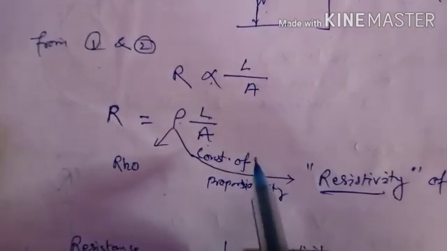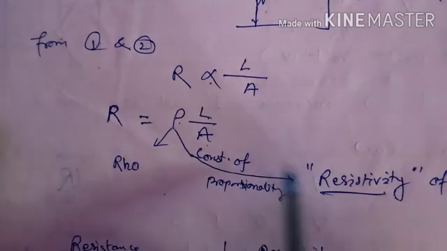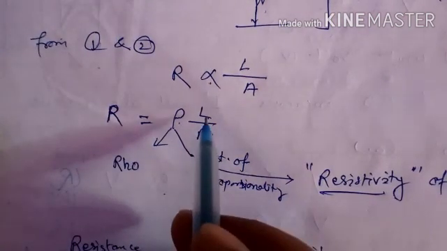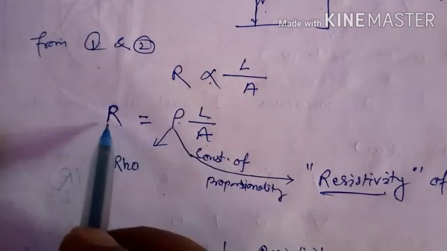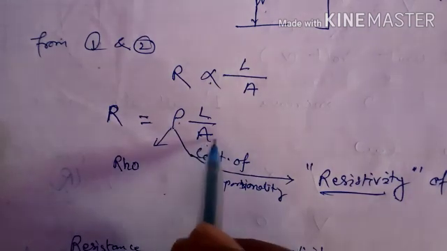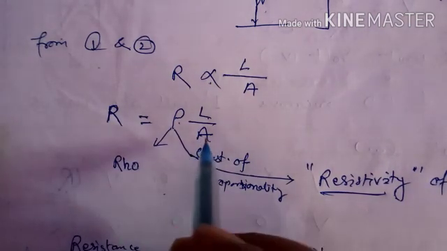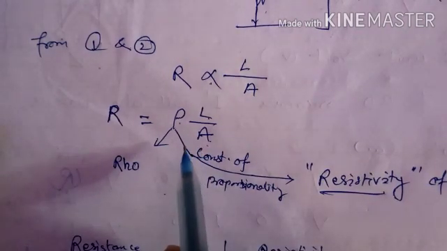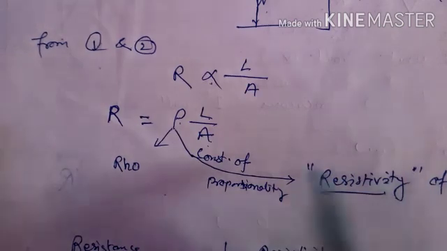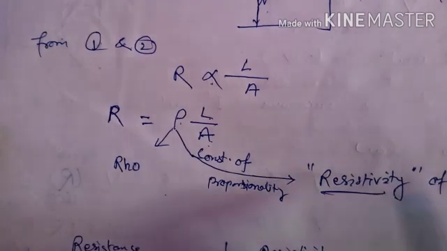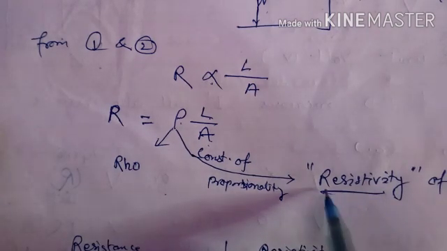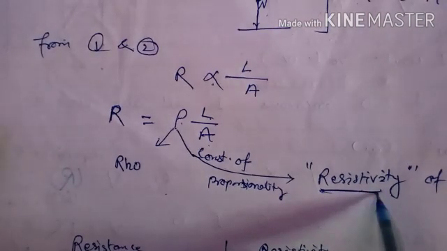So from this equation we have come to one conclusion: resistance not only depends on the length of the conductor or the area of cross section of the conductor, but it also depends on one third factor, and that third factor is the nature of the material of the conductor. That factor is called resistivity.